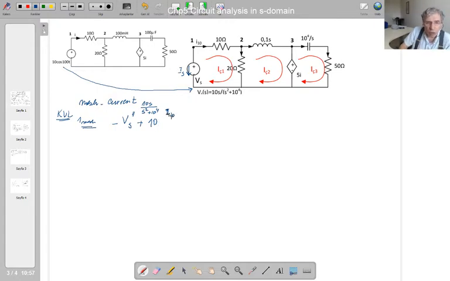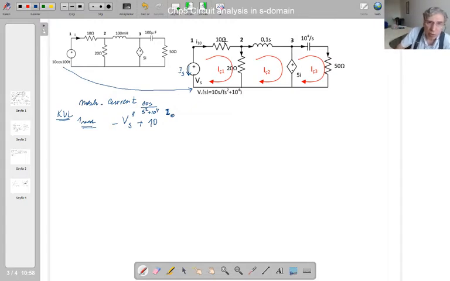So I wrote this I10 a bit upwards here. The reason is this: since we are using the mesh current method, we know that all the elements' currents can be written in terms of mesh currents. How am I going to write it? The rule is this: this element current is equal to the summation of the mesh currents which pass through this element.